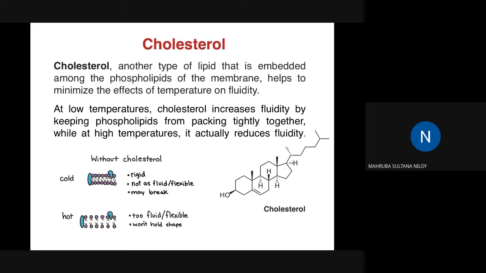And also it changes fluidity with temperature. So at lower temperature, cholesterol increases the fluidity, and at higher temperature, cholesterol reduces the fluidity. Is it clear?